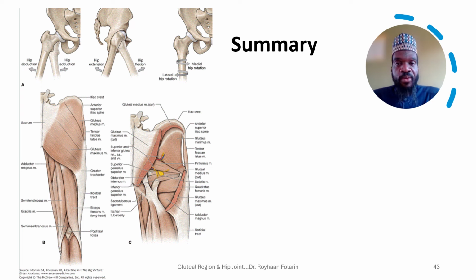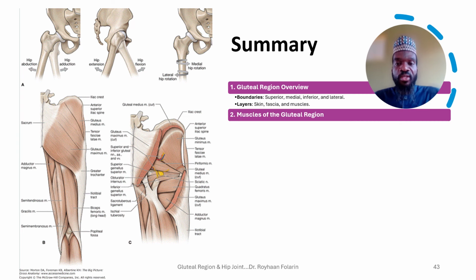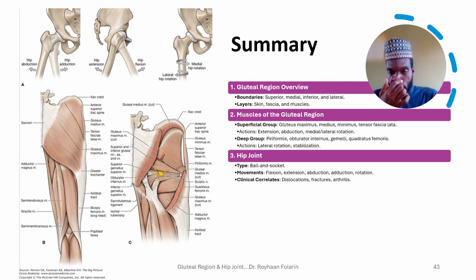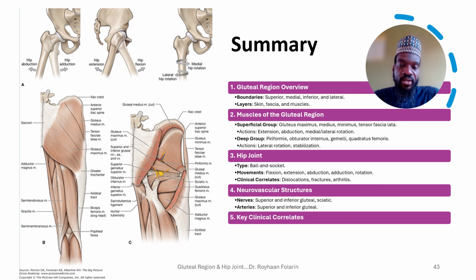To summarize, we've explored the boundaries and layers of the gluteal region. We've also explored the superficial and deep group of muscles with their respective actions and functions. We also went through the hip joint, understanding what type of joint it is, the movements, and then the clinical correlates around it. We also appreciated the neurovascular structures, the nerves and the arteries and veins in the gluteal region. We also explored key clinical correlates around both the gluteal and the hip region.